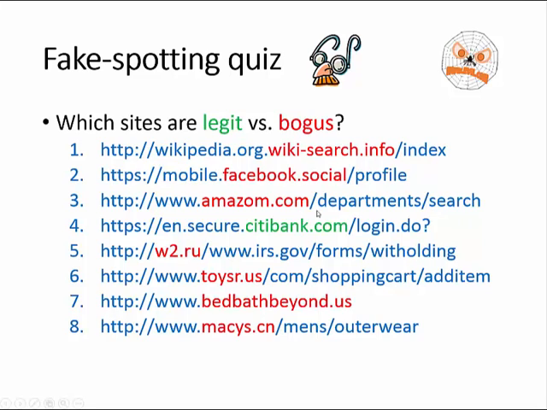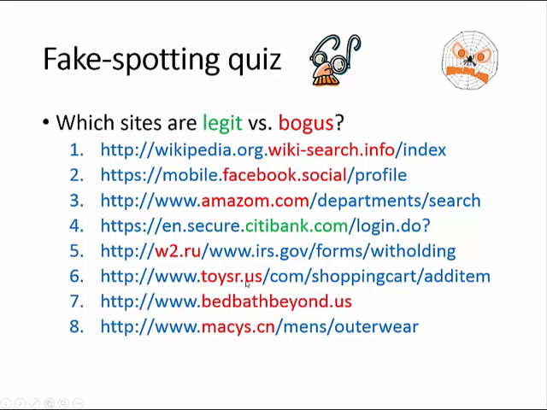How about number 3? Amazon.com. Well, there's a misspelling there. This is not Amazon.com. Number 4 looks good. So number 5, w2.ru. Well, this is a tricky one because a W-2 is a common IRS form, but clearly, we're not going to irs.gov. That's a decoy. The real destination is somewhere in Russia, because that's the country code for Russia.